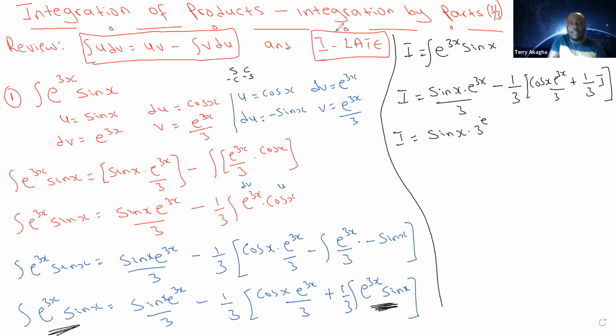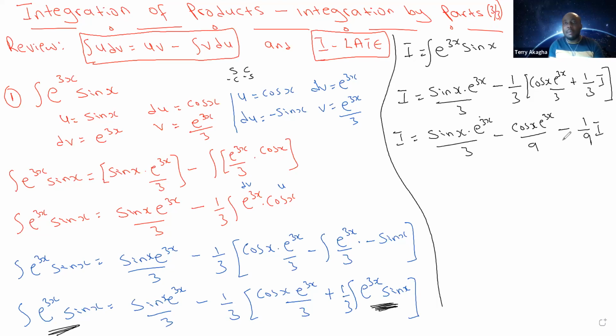So I is going to be sin x. Sorry, I think I wrote something wrong. So it's sin x times e^3x divided by 3. You open the bracket to be minus cos x e^3x divided by what? 9. Does that make sense? Minus 1 over 3 times this is going to give you 1 over 9 I. Does that make sense?